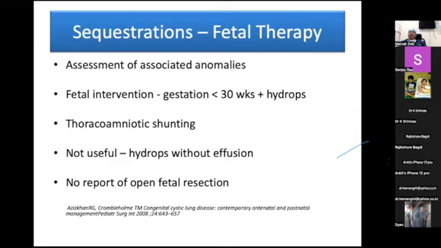So what we need to do in these children is assess associated abnormalities. Fetal intervention is reserved for those with gestation less than 30 weeks, with hydrops and no other associated abnormalities. Thoracoamniotic shunting with pleural effusion may be an option, but it's not useful if there is no pleural effusion. I could not come across any reports of open fetal resection in bronchopulmonary sequestration. And in most cases, the incidence of fetal interventions in these children seems to be much lower than those with CCAMs.